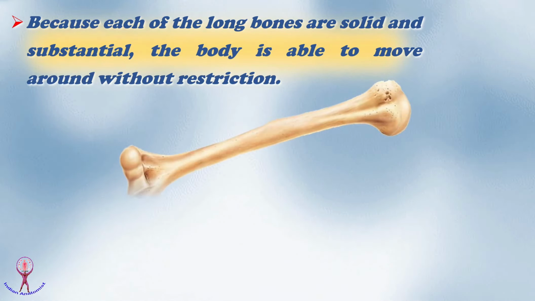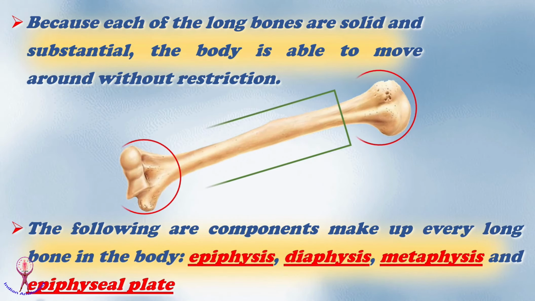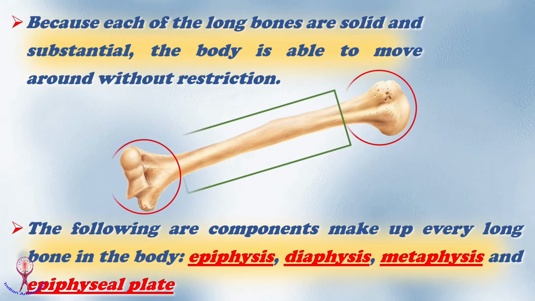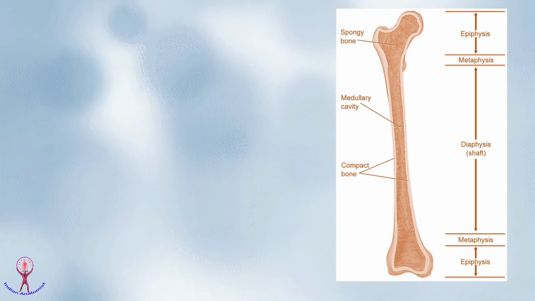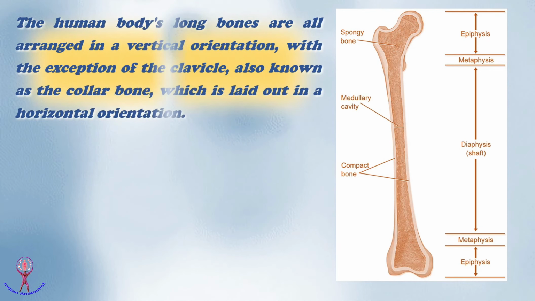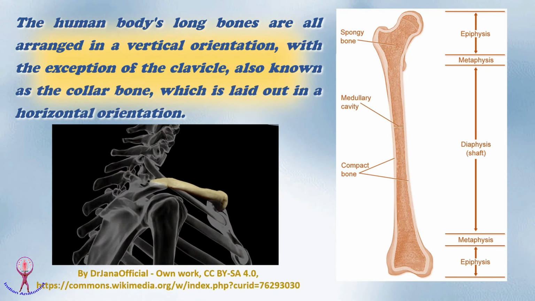The components that make up every long bone in the body are epiphysis, diaphysis, metaphysis and epiphyseal plate. The human body's long bones are all arranged in a vertical orientation, with the exception of the clavicle, also known as the collar bone, which is laid out in a horizontal orientation.